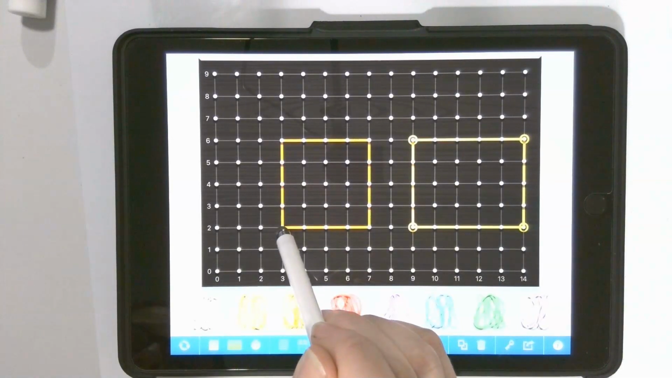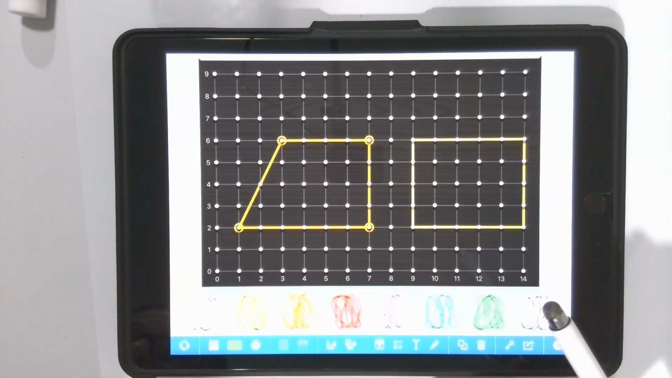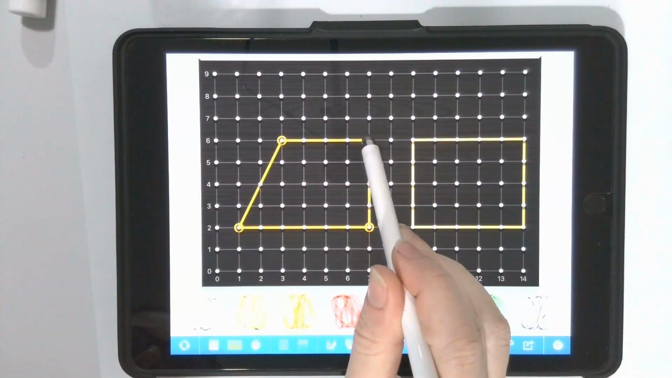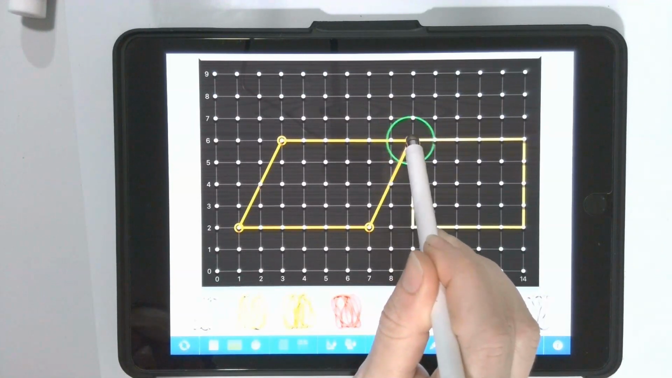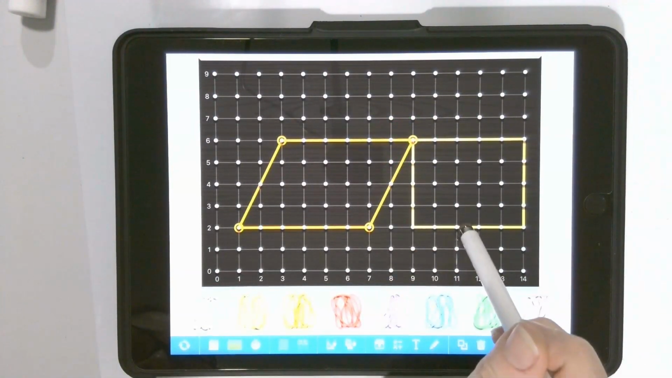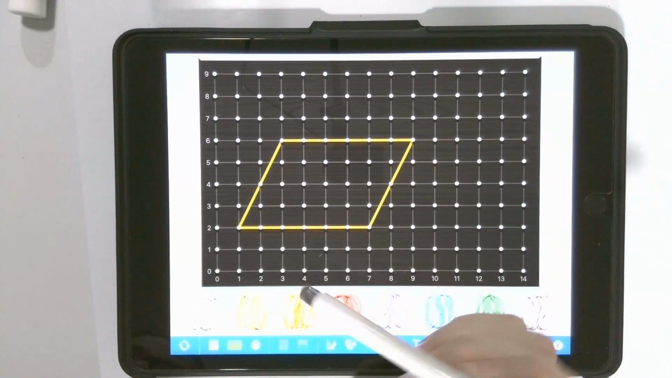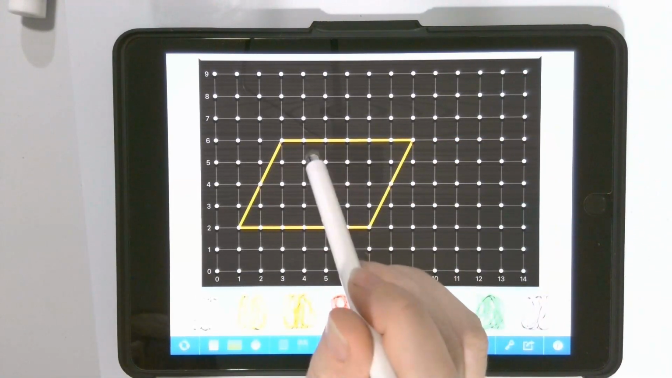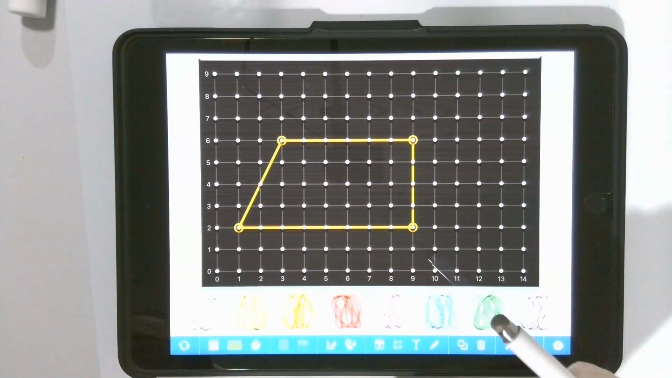If you notice, if I pull this over here, that is still a quadrilateral, still has four sides. If I pull this corner over here, still a quadrilateral, still has four sides. But there's special kinds of quadrilaterals, and today we're going to be specifically talking about parallelograms and trapezoids.